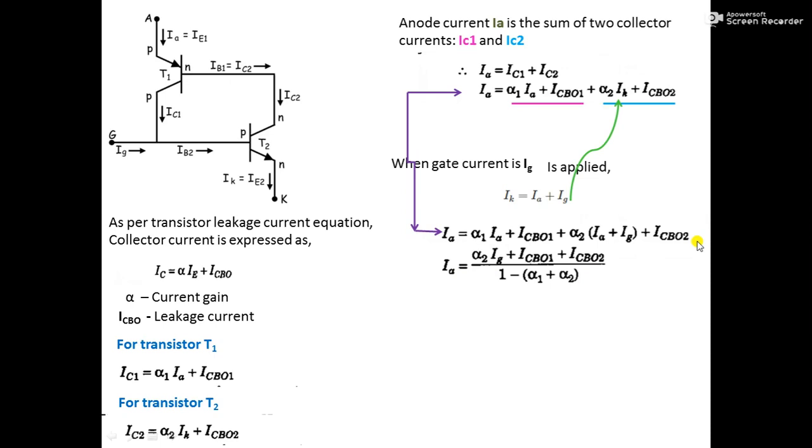So this is how two transistor model of a thyristor is analyzed. What is a two transistor model? It is a method by which an SCR can be represented in the form of two transistors. One is PNP transistor, other one is NPN transistor.